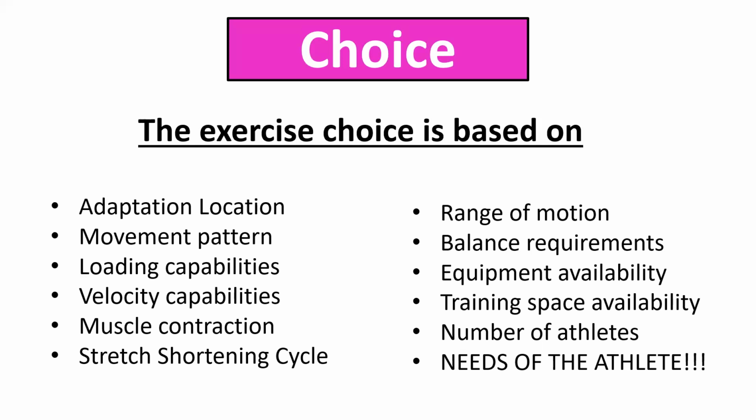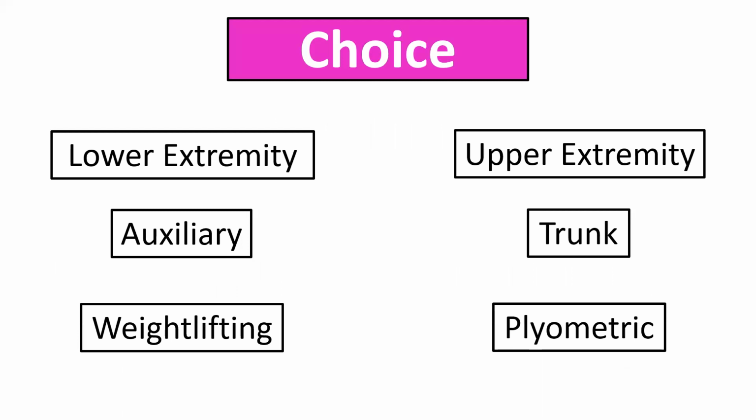Okay, so now let's get a little bit further into this. So we know that there are many different factors that determine my exercise choice. Now, what exercises can I choose? I like to block out my exercise choice into 6 buckets. I have lower extremity based exercise, upper extremity based exercise, auxiliary exercise, trunk exercise, weightlifting, so Olympic weightlifting exercise, and plyometric exercise.